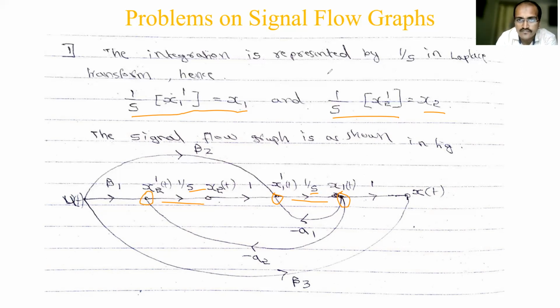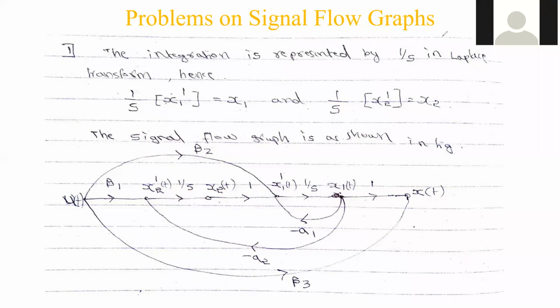So now in this signal flow graph, that U of t, where is it? U of t is 1 by S, right? U of t is 1 by S. Why? U of t is input.